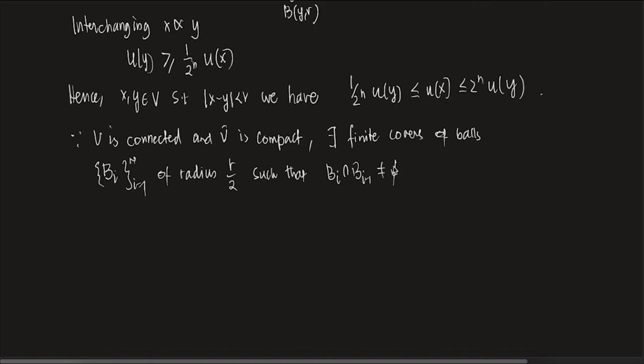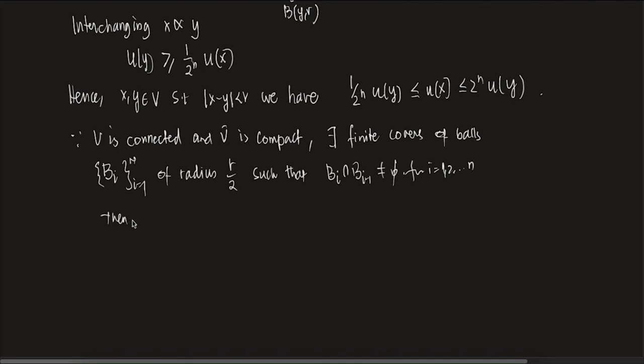Omega can be anything, right? It can be bounded, it can be unbounded. But whenever this property holds, you can compare the values of a harmonic function in V bar. It basically says don't look at the whole domain, just concentrate on a compact part, V bar, and in that part we can do this. Since V bar is compact, you can have a finite cover, like this, such that B_i intersection B_{i-1} is not equal to empty for i equals 1 to n, and these B_i of radius r by 2 will cover the whole V bar.